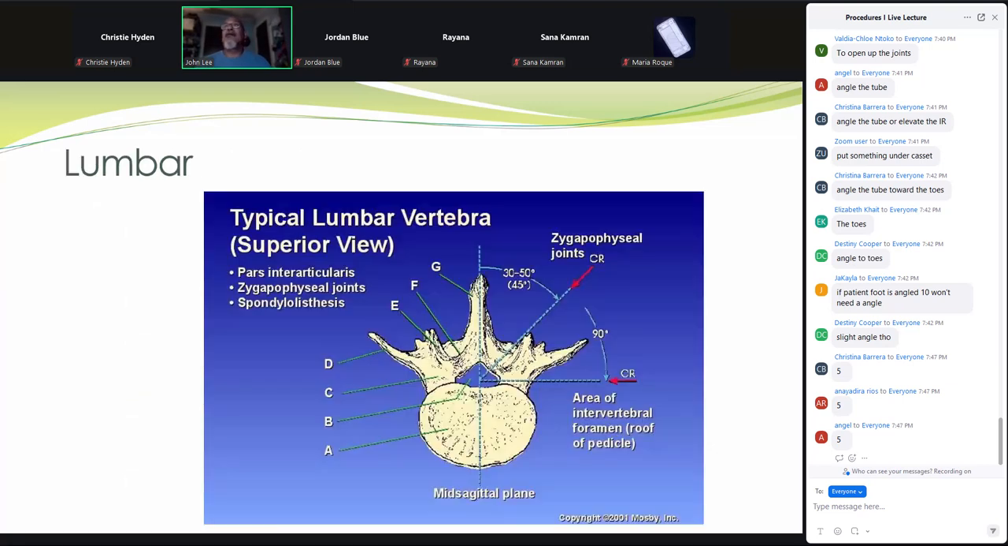Starting at the lumbar and naming the different portions, noting angles as well. Love these for labeling. Okay, visualization of the zygapophyseal joints typically happens at about 45 degrees. Okay, that's where we'll see those articulations with the inferior articular surface and the superior articular surface of the vertebra below it.